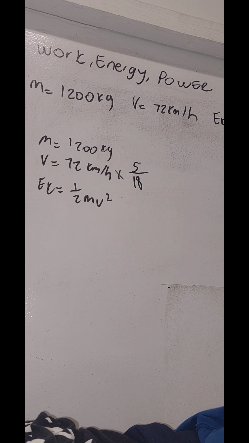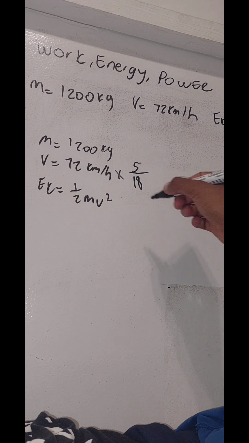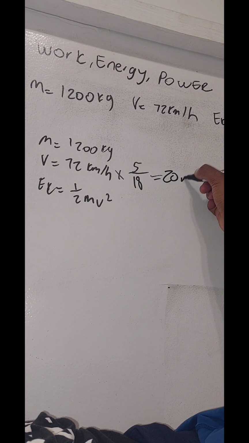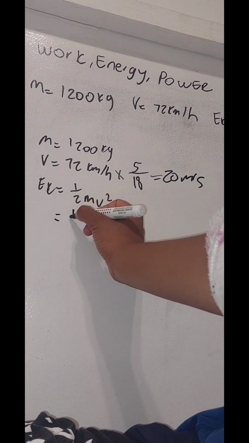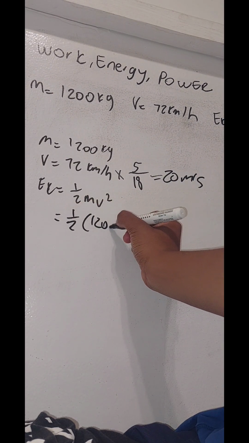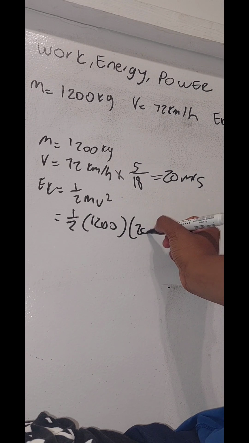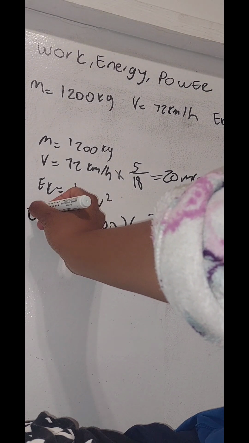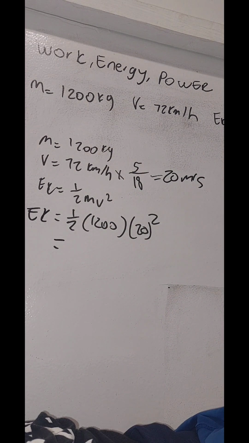So use your calculators there to transform that. If you got the answer of 20, you got it right. So it's 20 meters per second. So let's substitute: half times the mass of 1,200, times the velocity of 20 squared. EK is going to be what? Use your calculators there. 1,200 times 20 squared.